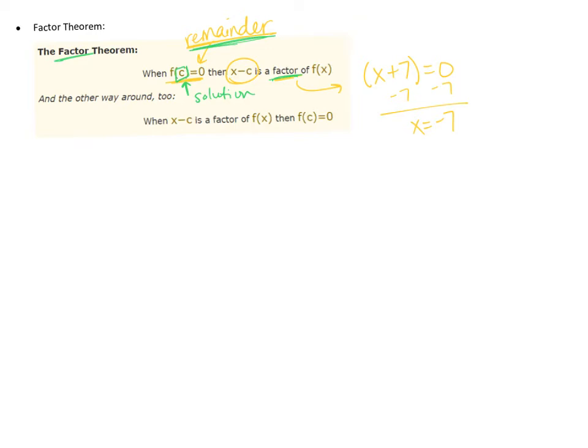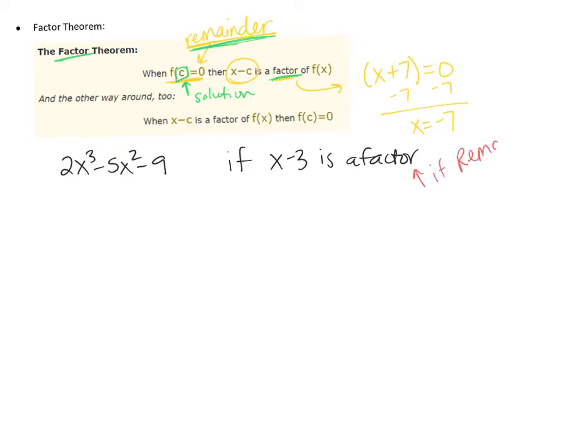Okay, so the whole idea is that I'm going to use the remainder theorem to get the remainder, and then use the factor theorem to say, yes, it's a solution and a factor, or no, it's not. So let's look at an example. Let's say that we had the polynomial 2x cubed minus 5x squared minus 9, and we wanted to know if x minus 3 is a factor. Okay, so with that being said, we know it's a factor with the remainder theorem if the remainder is 0.